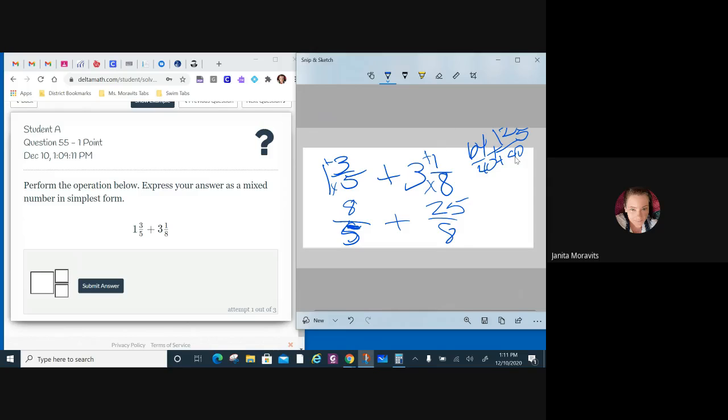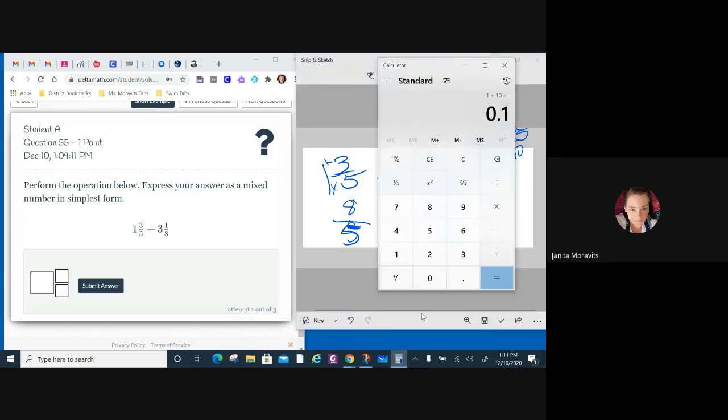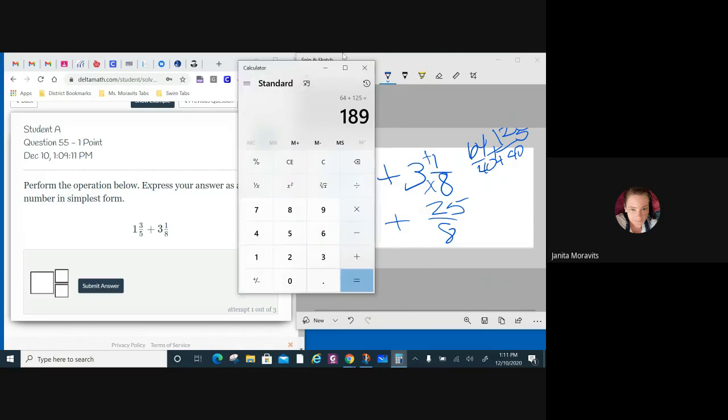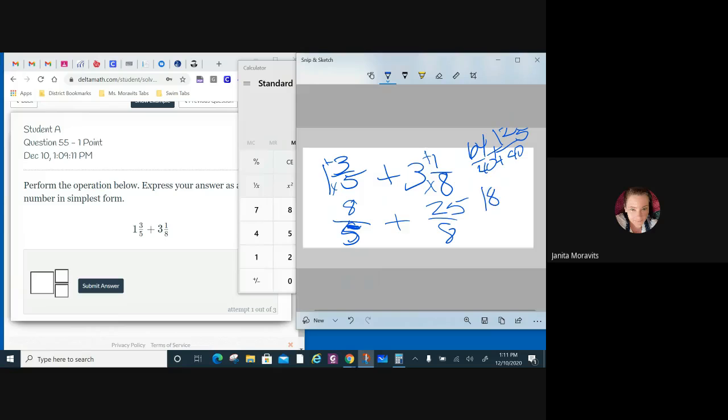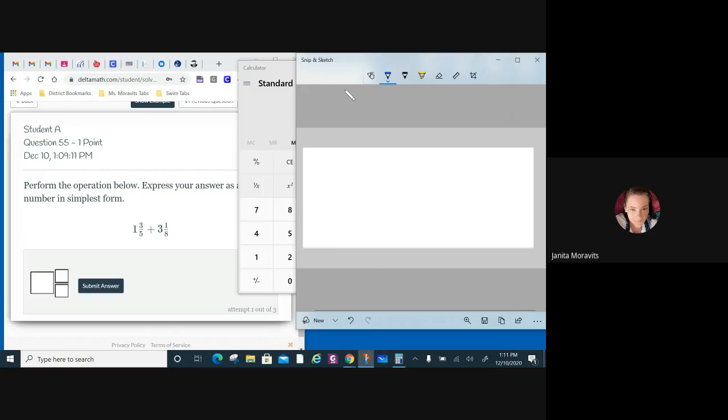So we have 64 plus 125. Well, let's add it just because we can. 64 plus 125 is 189. So we have 189 over 40 is our answer. Let's remember 189 over 40. Okay, we have 189 over 40. We need to make that back into a mixed number.